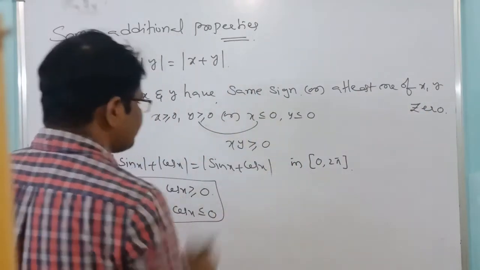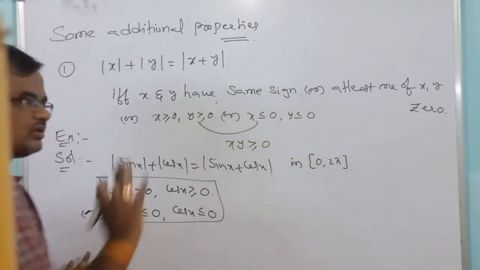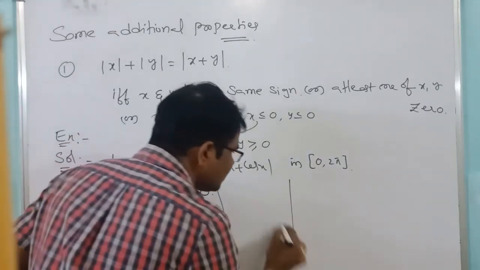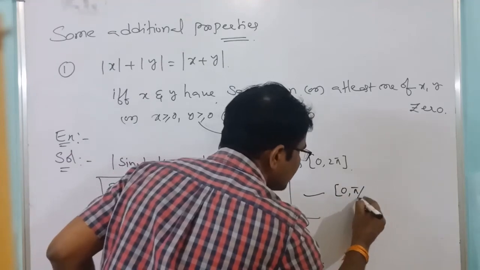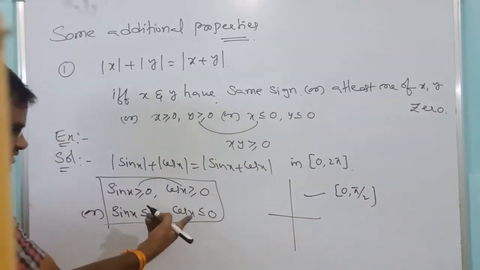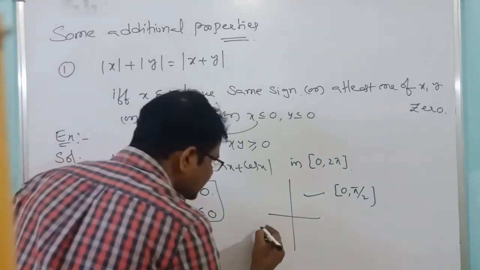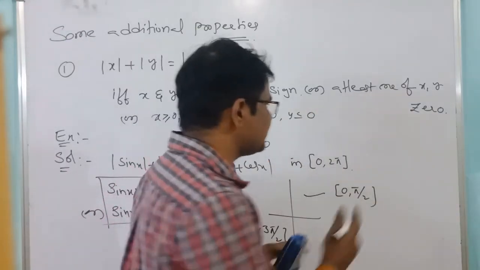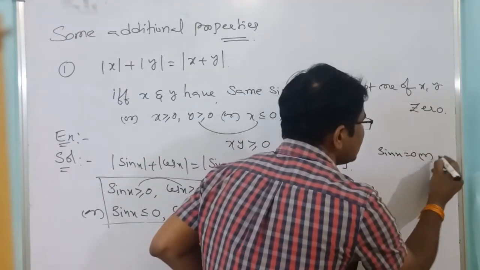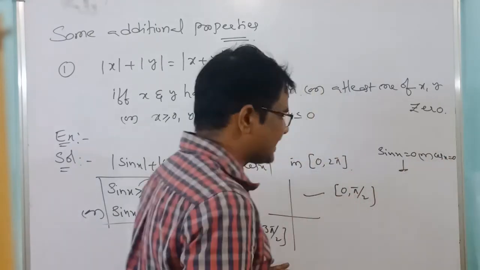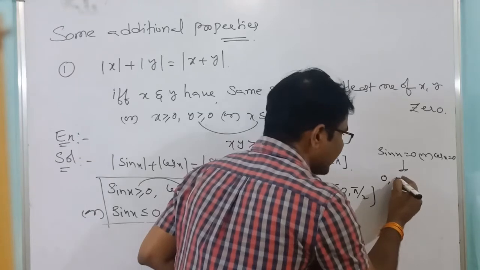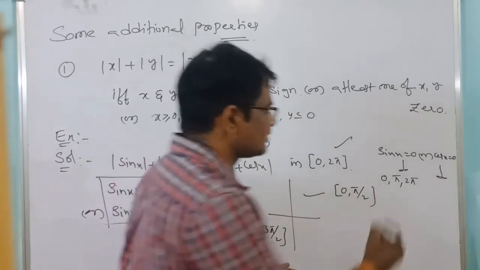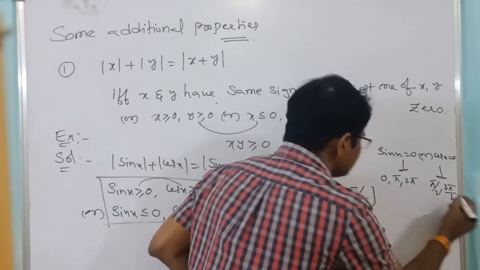Meaning in these two, you can take sin x · cos x ≥ 0 also. Now sin x ≥ 0, cos x ≥ 0, where is it possible? In the first quadrant, meaning 0 to π/2. And sin x ≤ 0, cos x ≤ 0, meaning both are negative. In which quadrant? The third quadrant, meaning π to 3π/2. And at least one zero means sin x = 0 or cos x = 0. When is it possible? sin x is 0 at 0, π and 2π in this interval, and cos x is 0 at π/2 and 3π/2 in this interval.